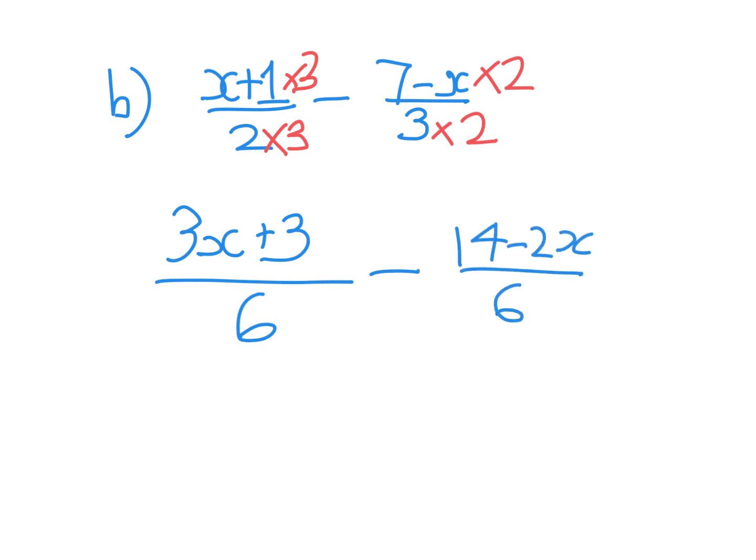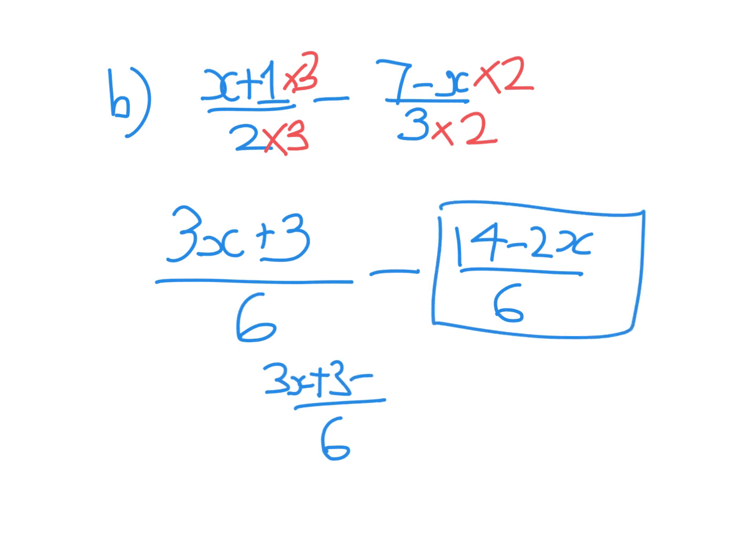Now, I can combine these into one fraction. When you're adding or subtracting, first you make denominators equal, then you keep the same denominator and you only add or subtract the tops. So the top becomes 3x plus 3, but notice I'm subtracting the whole lot here. So I actually need brackets. I'm subtracting the whole of 14 minus 2x.